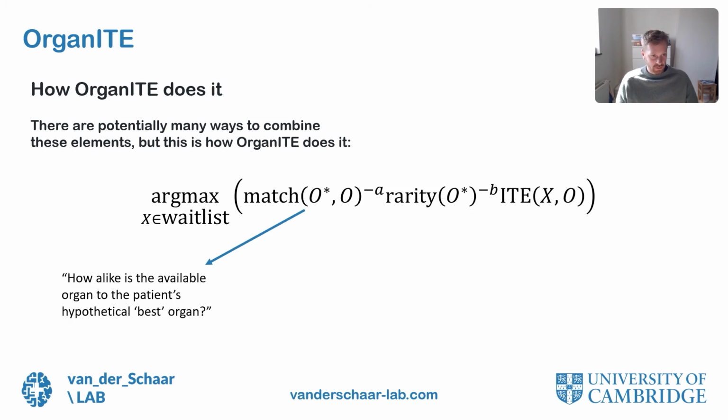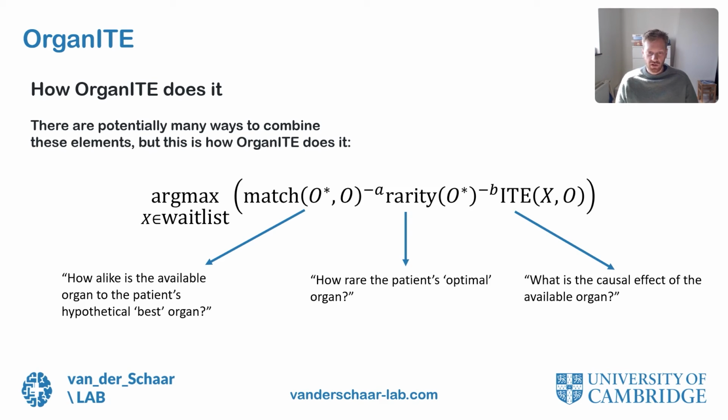To recap, the match is how alike the available organ is to the patient's hypothetical best organ. The rarity is how rare the patient's optimal organ is. And the ITE is the causal effect of the available organ. When this combination is high, we say it's a good match according to OrganITE.